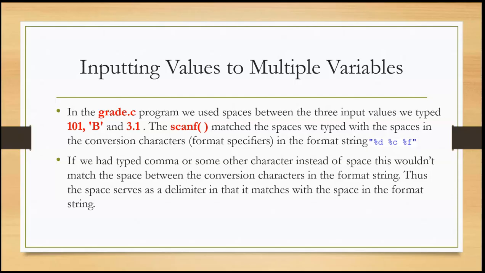In the grade.c program that we just discussed, we used spaces between the three input values we typed: 101, B, and 3.1. The scanf function matched the spaces we typed with the spaces in the conversion characters in the format string. The format string is %d space %c space %f, and since the format string is a string, we must enclose it in double quotes.